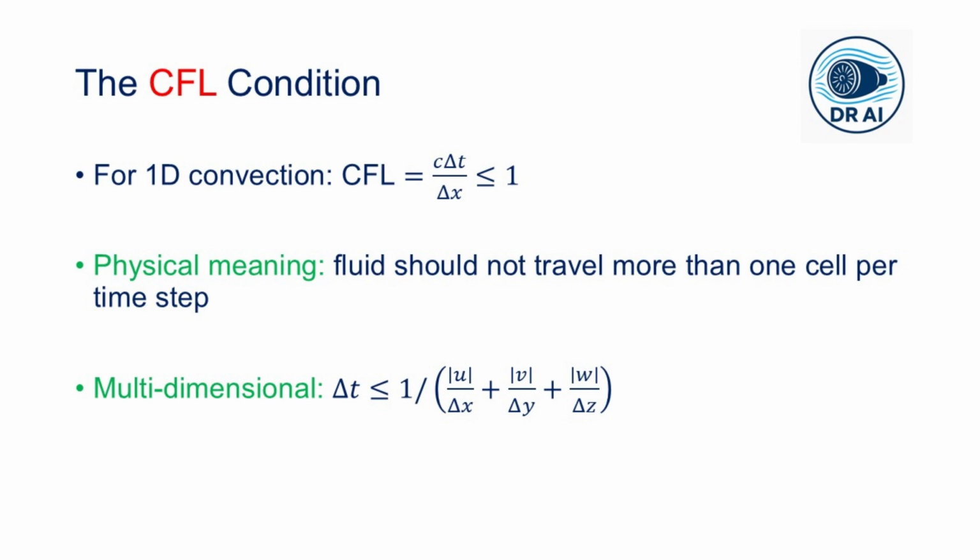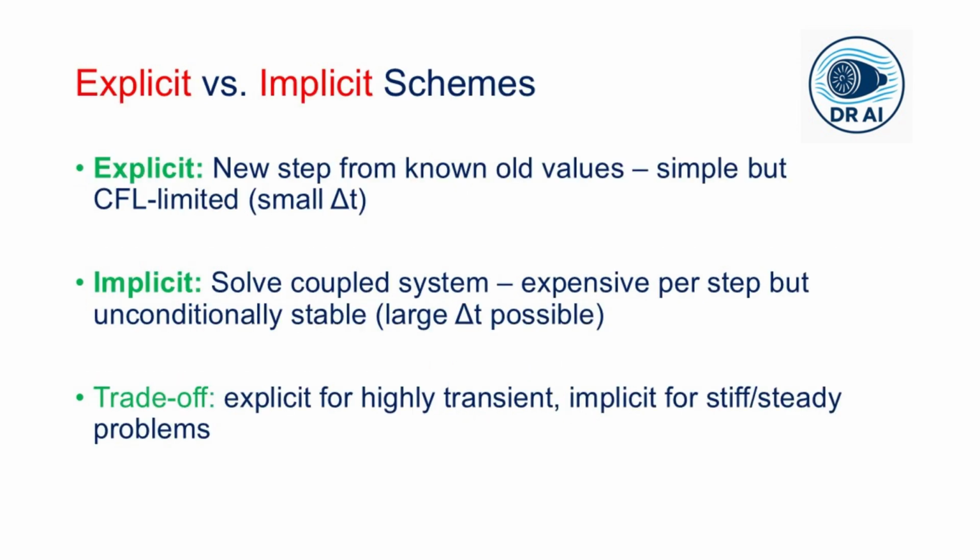For multiple dimensions, this CFL condition generalizes to another type of equation for the Δt, which is represented here. And we can see here that for the diffusion heat equation, the condition is λΔt/(Δx)² must be less than or equal to half, which is even stricter than this. Now, moving on to explicit versus implicit schemes and discussing their stability.